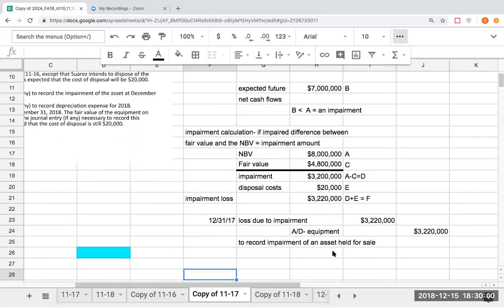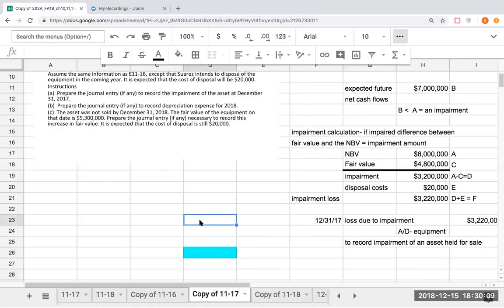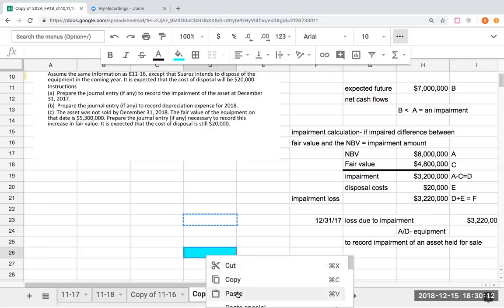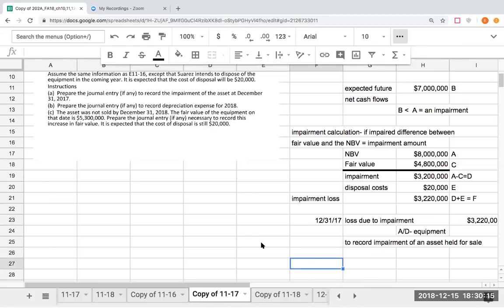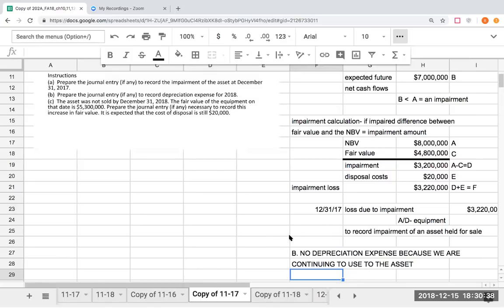Okay, so that is my impairment loss. The next thing I need to look at now is my accumulated depreciation, or how much do I depreciate the asset? And this is very simple. We only depreciate the assets that we're actually using. So here, no depreciation expense, because we are continuing to use the asset. So I don't do anything here in terms of recording any type of depreciation expense.